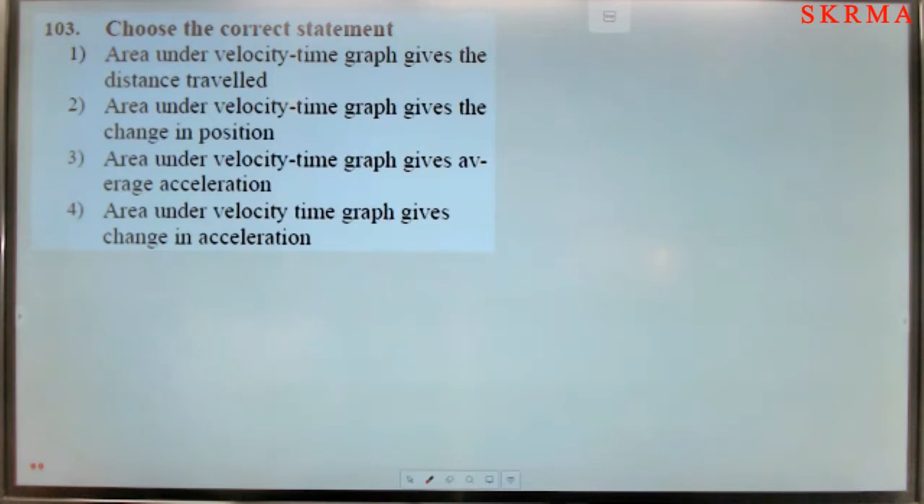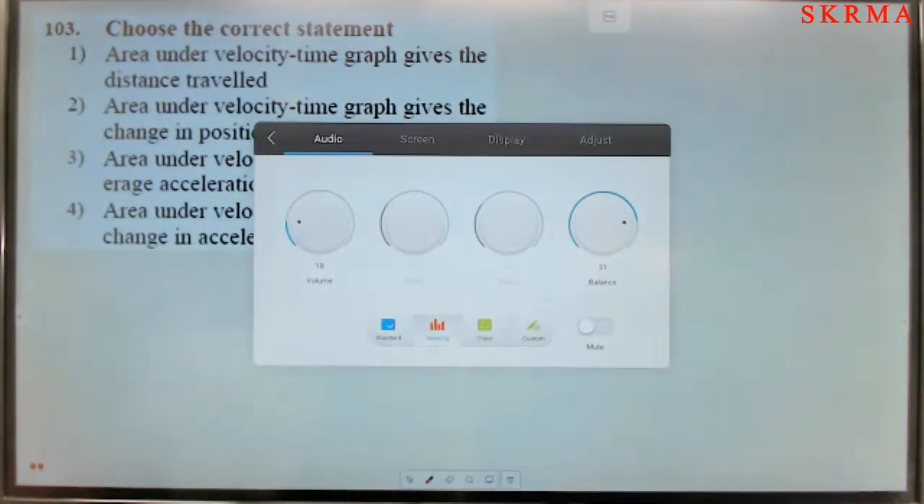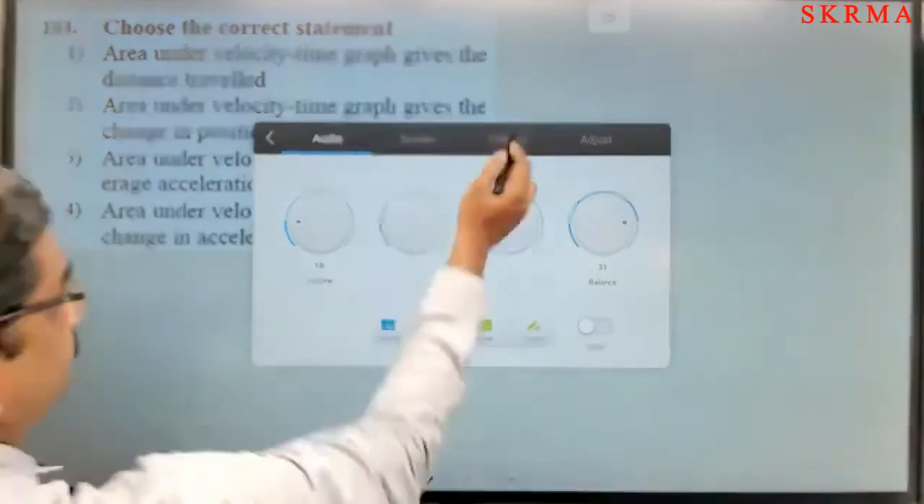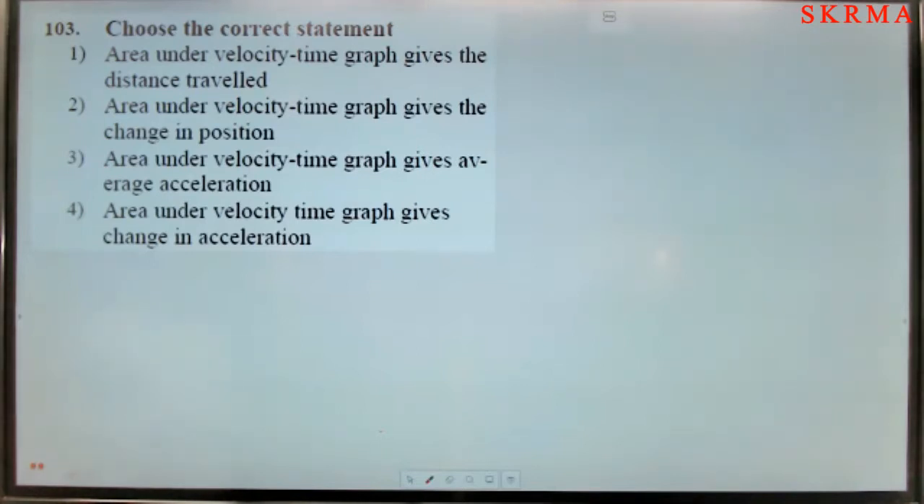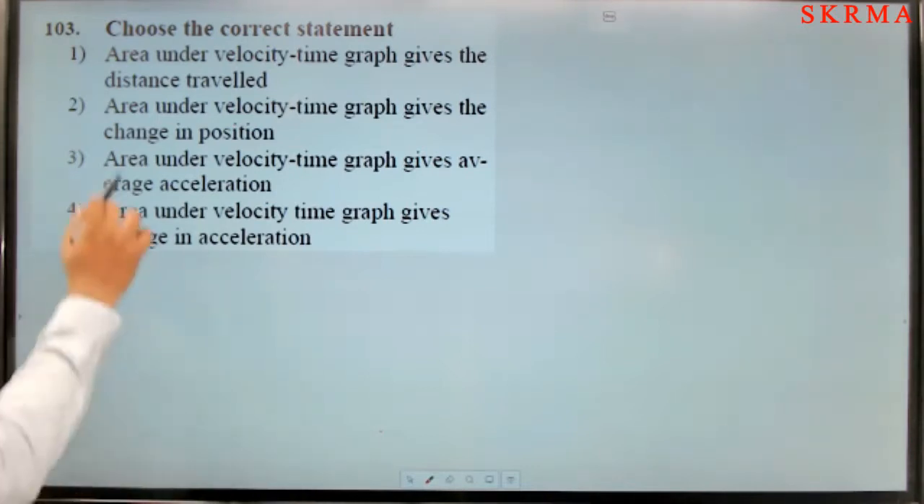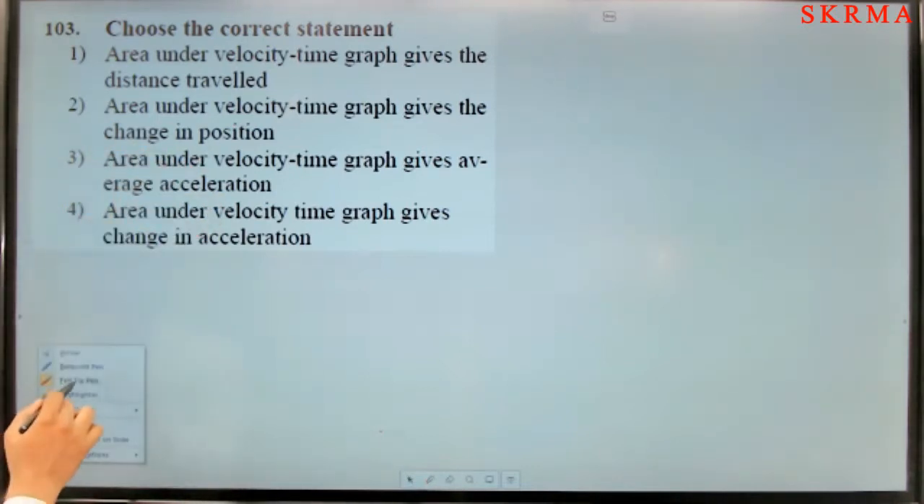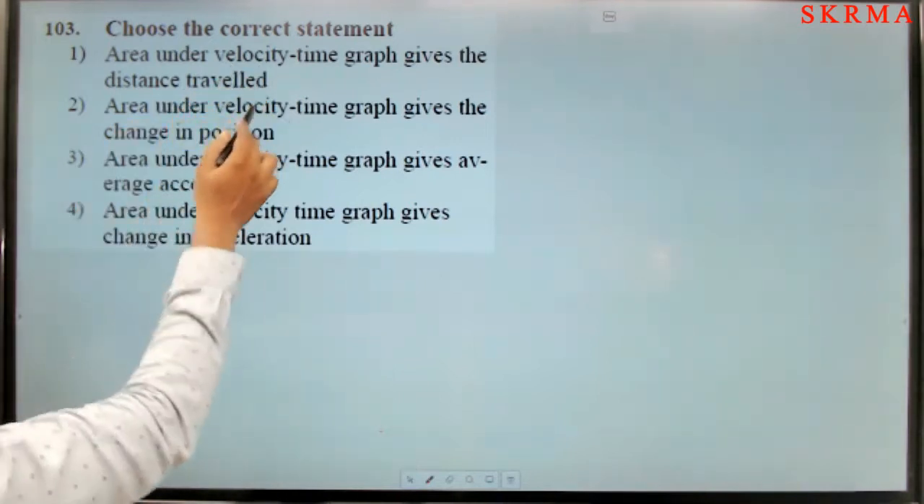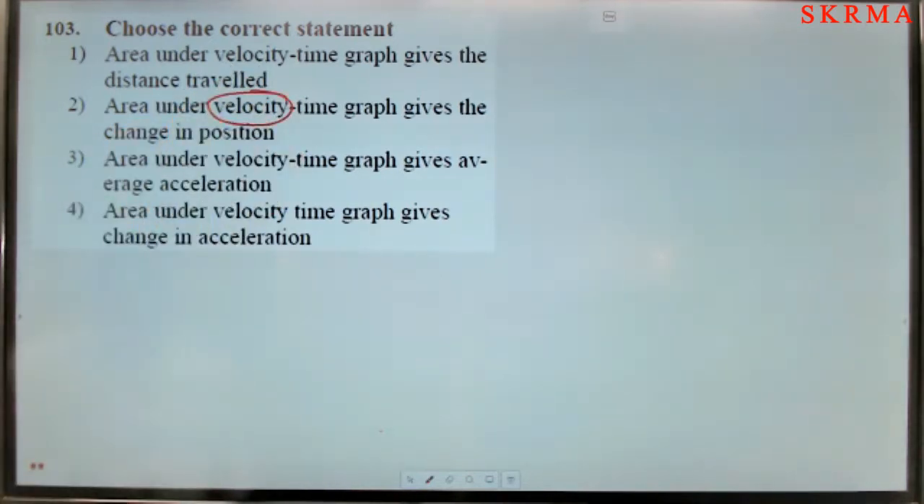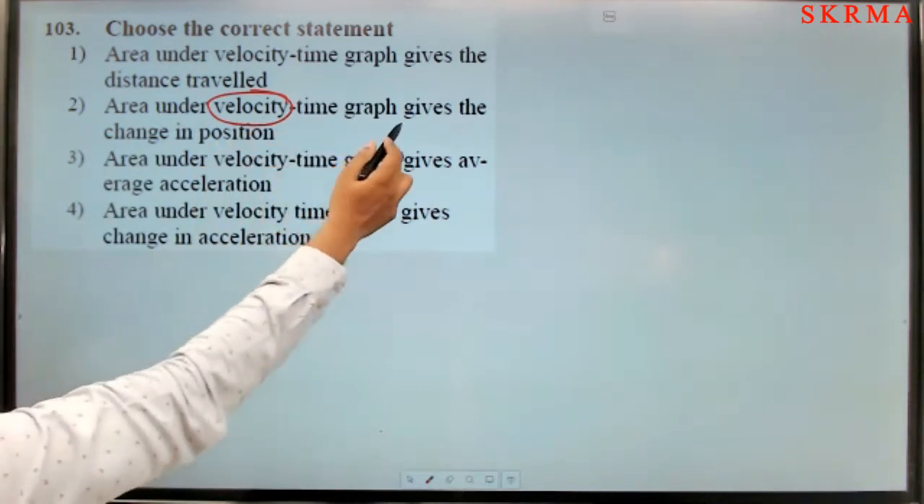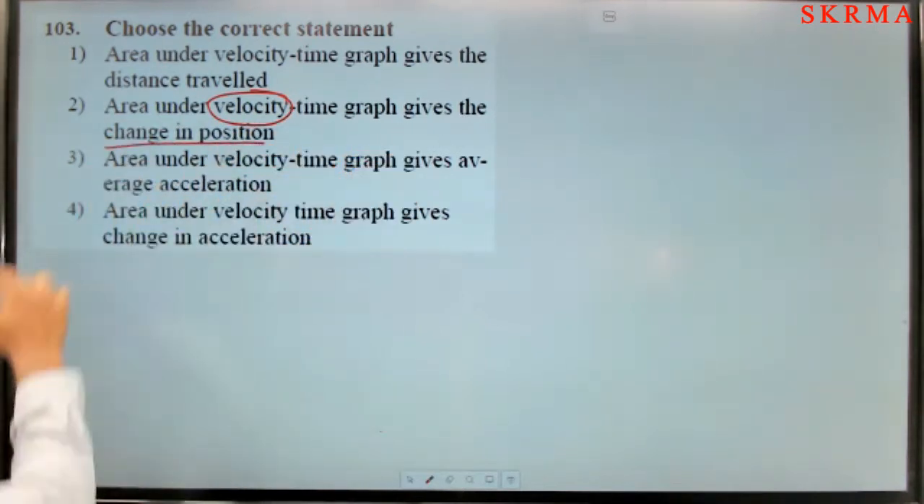Choose the correct statement. You have to choose the correct statement. Now, area under velocity time graph gives distance traveled. Area under velocity time graph gives change in position. So here, area under velocity will give displacement. So that displacement is nothing but change in position only. So you have to select second option as the correct one.